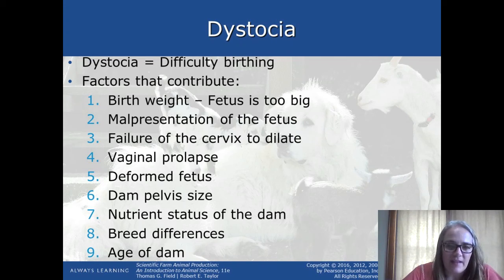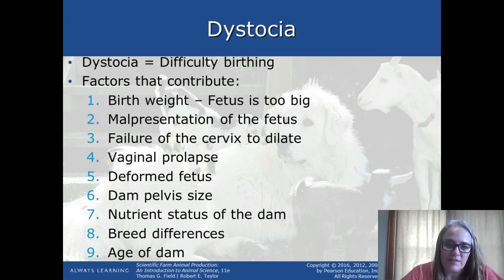Dystocia can be defined as difficulty birthing. And in dystocia, particularly in the cattle industry, we've really looked at a lot of things that cause it. The first is birth weight. Oftentimes the birth weight of the baby is too big. And so we want to keep the babies fully developed, plenty healthy. We want them to gain fast once they're born, but it's easier if their birth weight is a little lower.